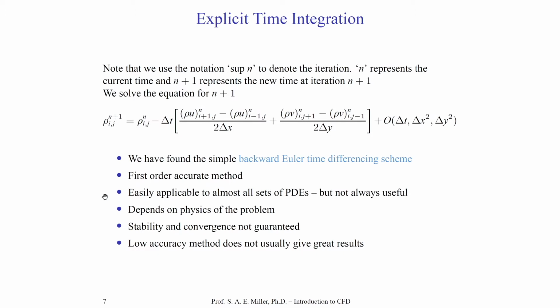It is easy to apply this scheme, this explicit Euler explicit time integration scheme, to almost all sets of partial differential equations, but unfortunately it's almost not useful for some sets of problems because the stability of the scheme is marginal. It restricts us to taking extremely small time steps, which could be computationally expensive. Since it's only a first-order accurate scheme and the spatial discretization is second order, the whole scheme will be reduced to a first-order scheme.